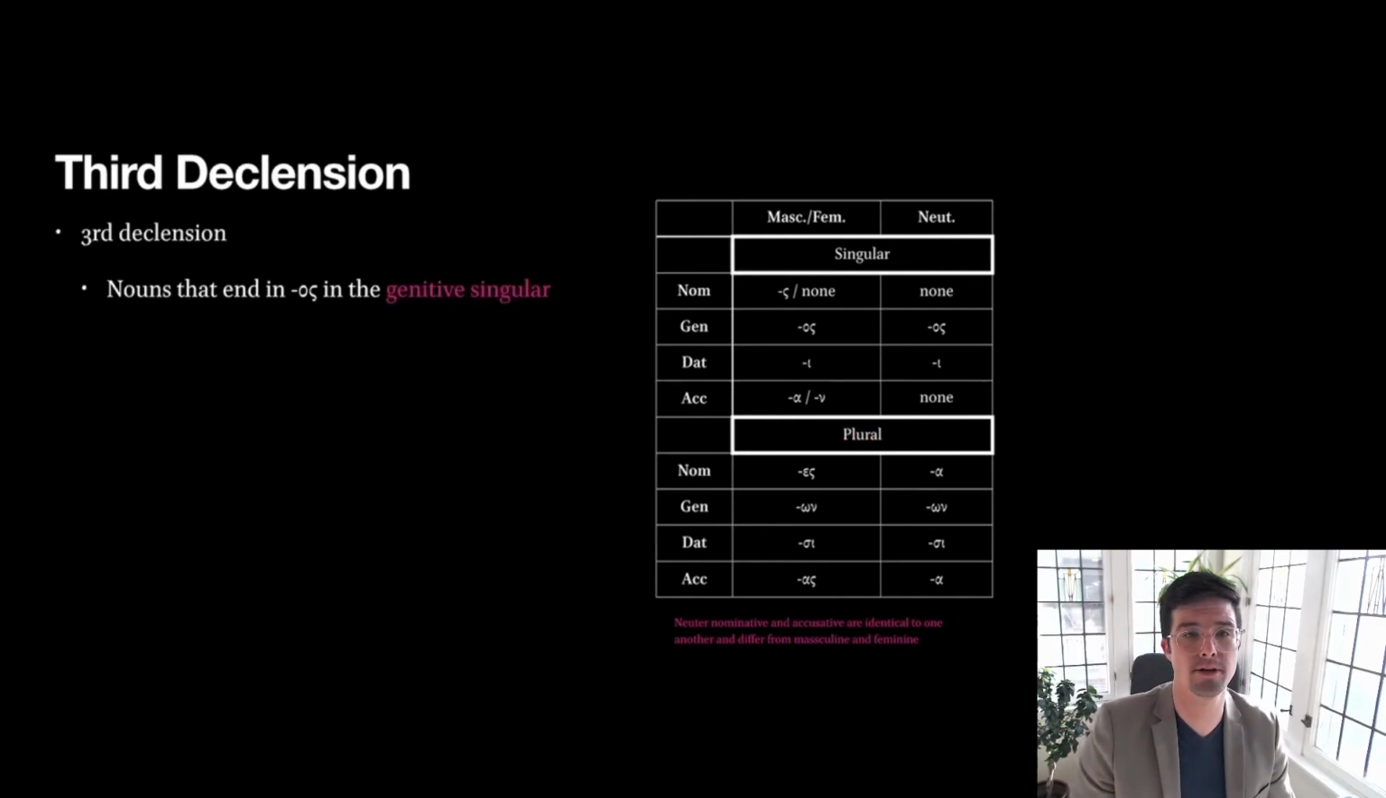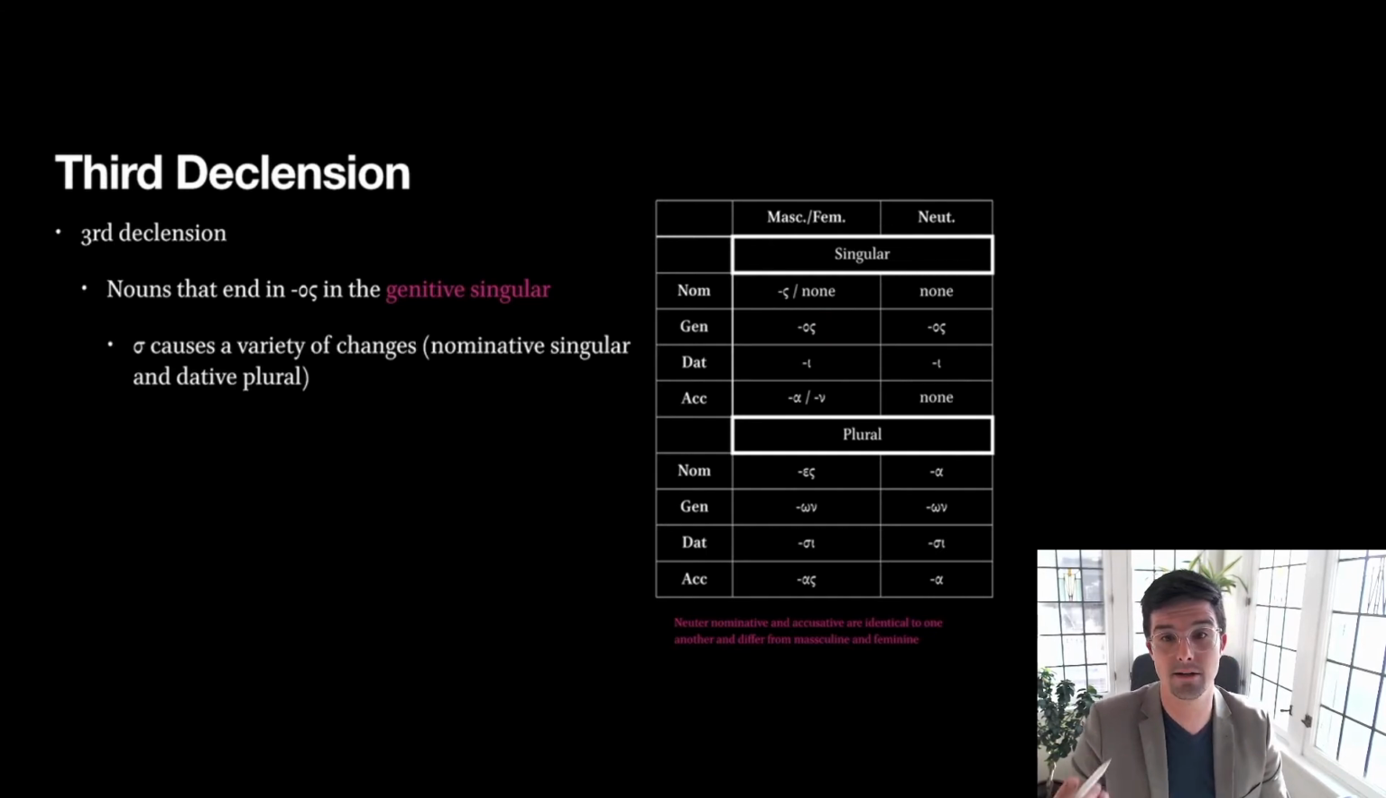So with respect to the third declension, as I said, we're dealing with nouns that end in omicron sigma in the genitive singular. And the reason that I give you this information, and that Black gives you this information in the grammar, is because the sigma that is characteristic of the nominative singular of the third declension causes a variety of changes. So the genitive singular of the third declension is the most regular form. It's the form by which you're going to be able to determine the root of the Greek noun and then add on these other endings to make the different cases and numbers.